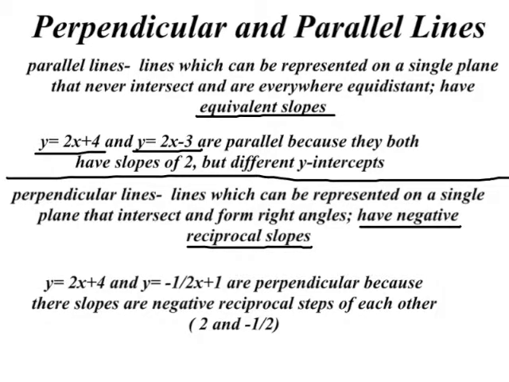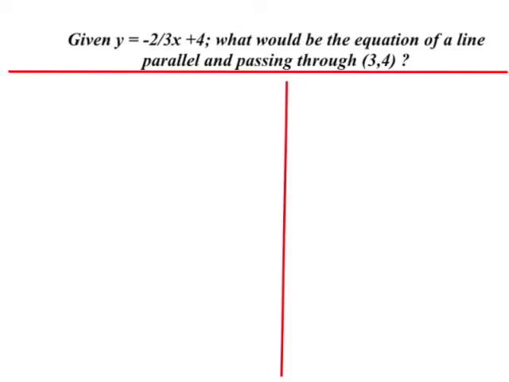So let's look at these two. y equals 2x plus 4 and y equals negative 1/2 x plus 1. Look at the slopes: 2, negative 1/2. These two lines are going to be perpendicular because their slopes are negative reciprocals of each other. 2 and negative 1/2 are negative reciprocals of each other.